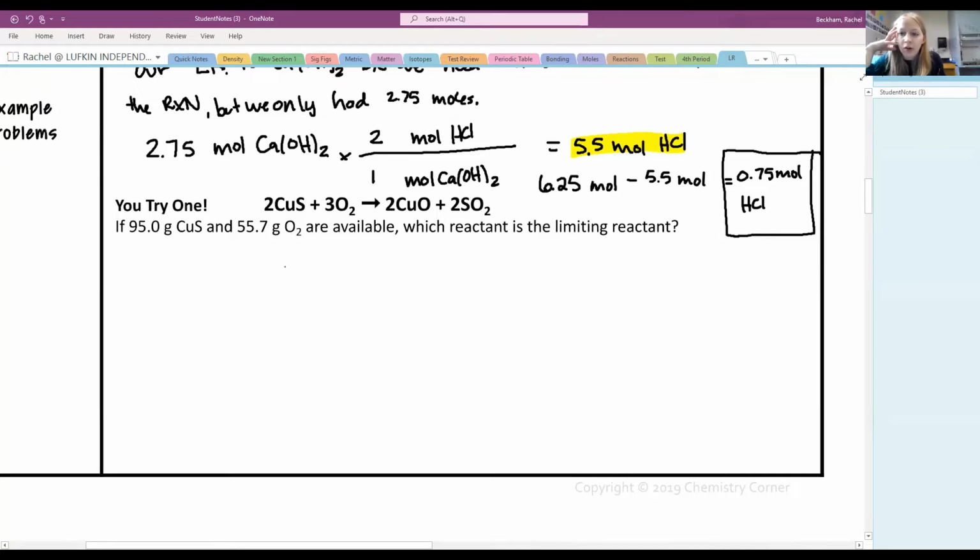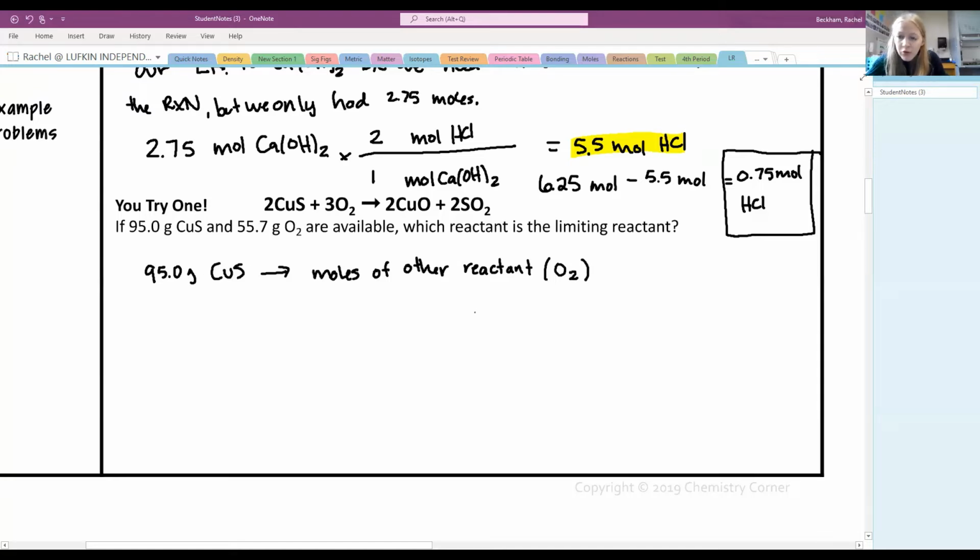So I'm going to let y'all start it and then pause it. So remember, you're going to choose one of the reactants. So you might want to go ahead and choose just the 95 grams of copper sulfide. And you need to get that to either moles or grams, whichever one you want to do, of your other reactant. Okay? The other reactant is what?